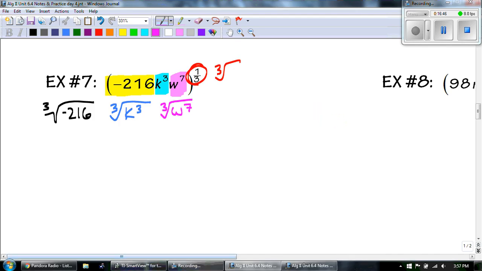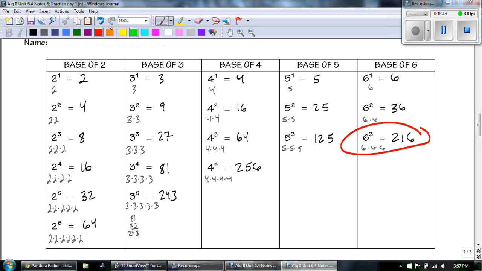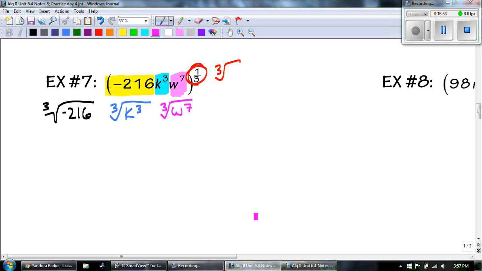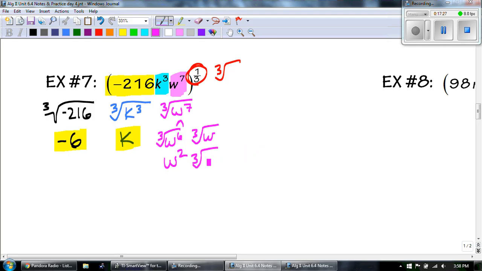Now, -216, it's going to be 6, and since it's negative and it's an odd exponent, this is -6. This actually divides out perfectly, k to the first, or just k. But then the 7 can't be divided by 3, so I have to split it up, and it's going to be w to the 6th and w. W to the 6th to this cubed root is w squared, and then I'm left with w.